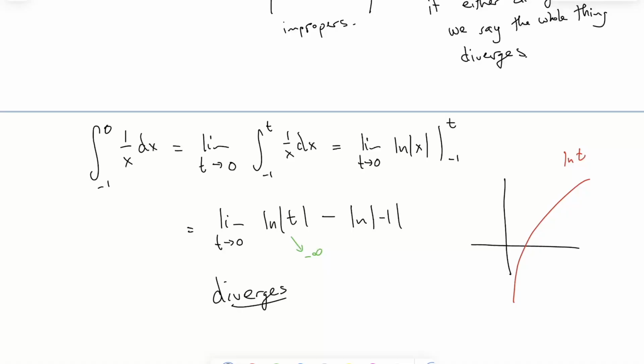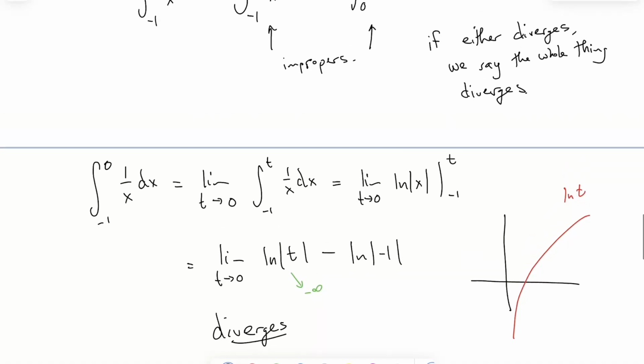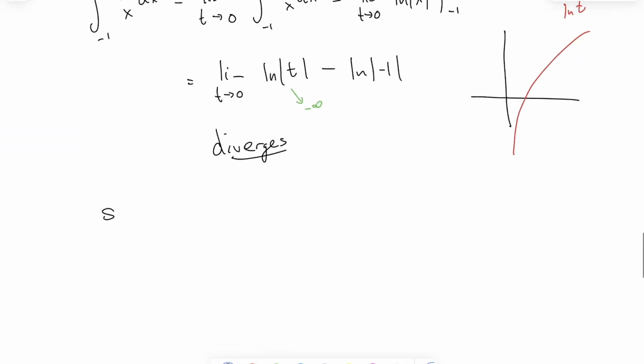This half of the integral diverges. But remember what I said up there: if either one diverges, then we say the whole thing diverges. So if I wanted to just say my answer clearly, this integral diverges.